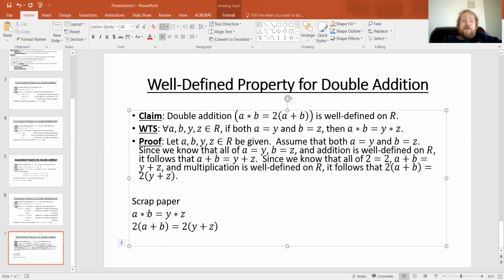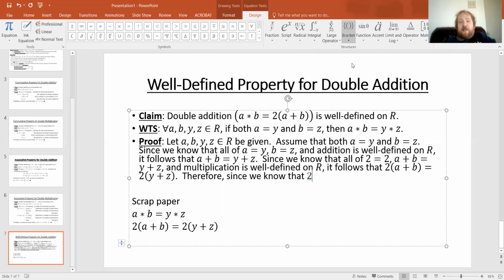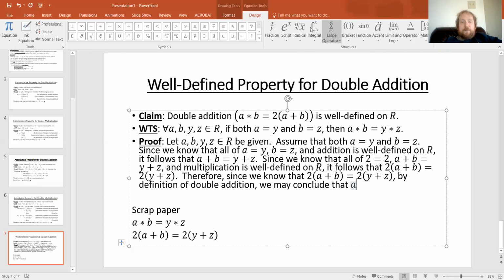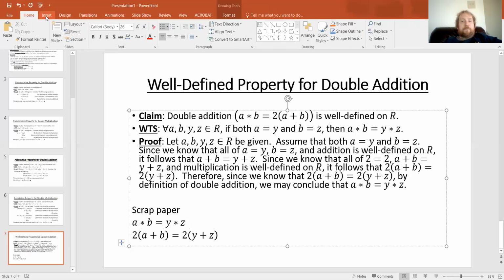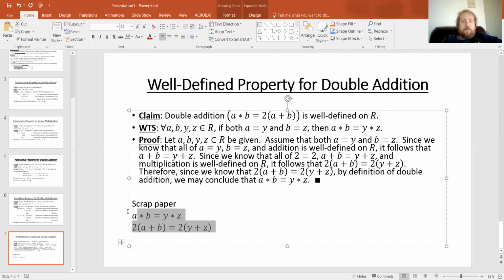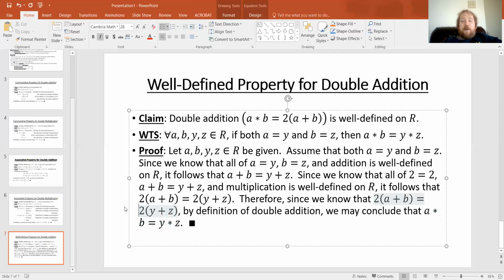Okay, now that we have that, this is just the definition of double addition that says 2 times the quantity A plus B is A star B, and 2 times the quantity Y plus Z is Y star Z. Therefore, since we know that 2 times the quantity A plus B equals 2 times the quantity Y plus Z, by definition of double addition, we may conclude that A star B equals Y star Z. And that is the proof.